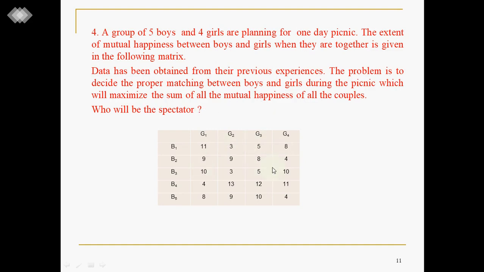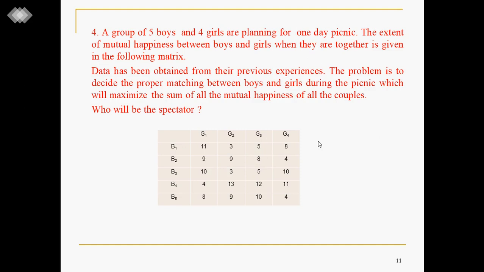So assume that these are profits or points, something like that, which you always have to maximize. B1 to G1, 11, B1 to G2, B1 to G3, B1 to G4, and so on. So you have to maximize. First of all, you have to observe the nature of the problem. There are 5 boys but 4 girls. The number of rows is not equal to the number of columns. Hence, it is not a balanced problem. You have to balance it.